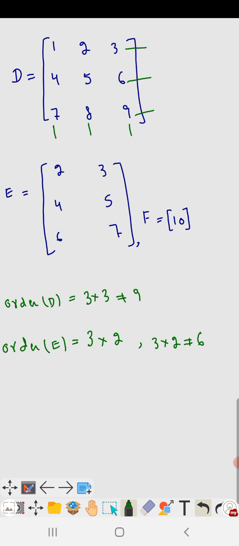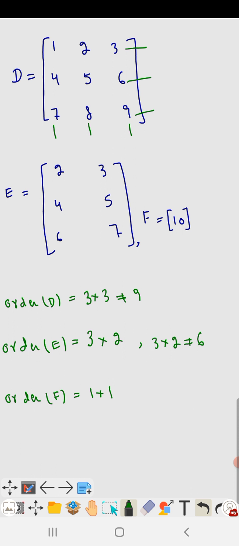Finally, consider matrix F. We see that there are one row and one column in matrix F. So order of matrix F is 1 by 1.